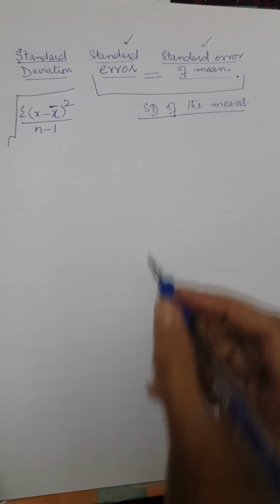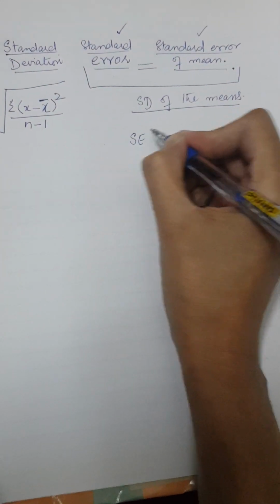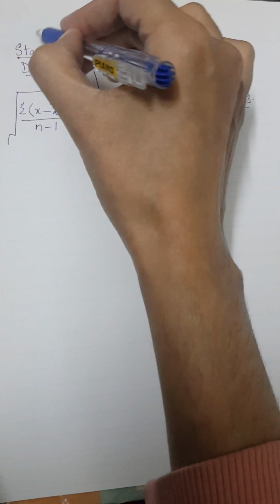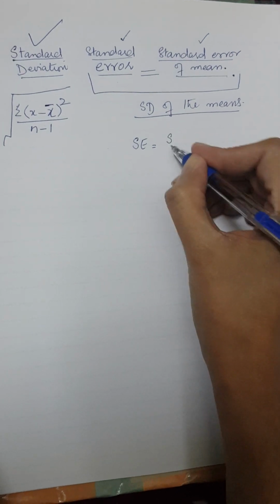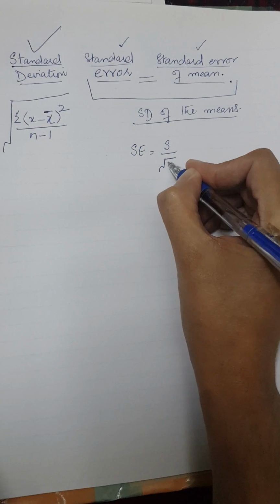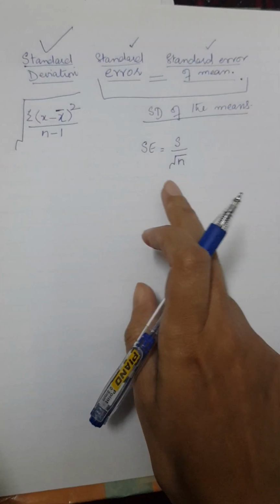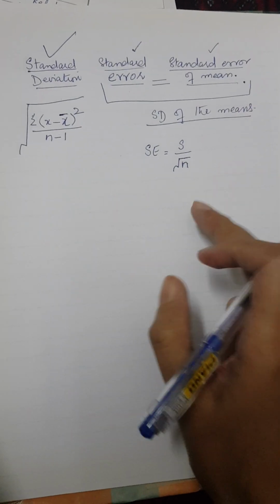Then what is the formula of standard error or the standard error of the mean? Standard error or the standard error of the mean, its formula is this standard deviation divided by square root of our sample size. This is the formula of the standard error or the standard error of the mean.